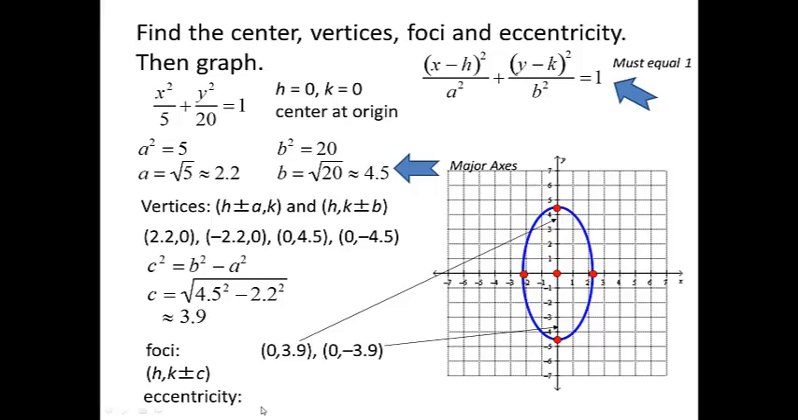And the eccentricity is, let's see, it'll be c over whichever one's larger, b or a. So it's going to be 3.9 over 4.5, and that gives me about 0.87. What does this tell me? The eccentricity tells me the flatness. It's good to look at a problem, look at the eccentricity, and look at what the figure looks like. Ones that are flatter will be higher than this, like 0.9 something, and the ones that look more like a circle will be a smaller number.